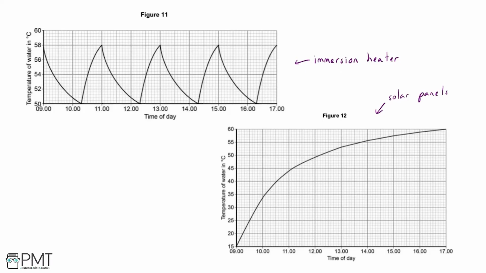For the disadvantage, we're going to look at the average temperature of both of them. Now, we don't need to do any fancy calculations for this, we can just have a look. So the disadvantage is going to be that the temperature of the water is lower for the most part in Figure 12. You can see that in Figure 11, the temperature of the water keeps moving back up to 58. So that's at the start, it's also here, here, here, and here. However, in Figure 12, 58 would be here, and for the most part of the graph, that is beneath 58 to about there.